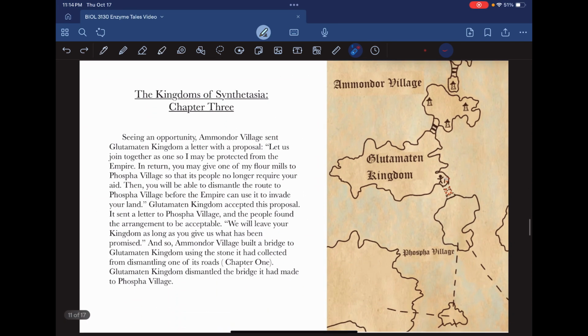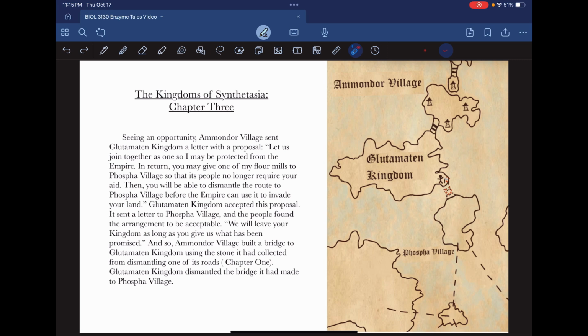The kingdoms of Synthetasia, Chapter 3. Seeing an opportunity, Amador Village sent Glutamating Kingdom a letter with a proposal. Let us join together as one, so I may be protected from the empire. In return, you may give one of my flour mills to Phosphor Village so that its people no longer require your aid. Then you will be able to dismantle the route to Phosphor Village before the empire can use it to invade your land. Glutamating Kingdom accepted this proposal.